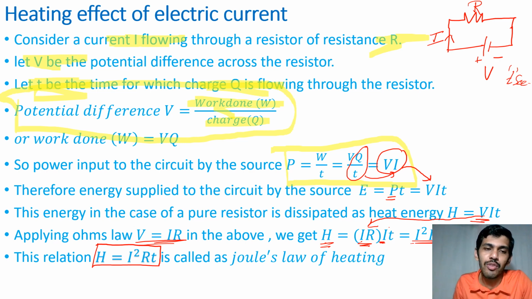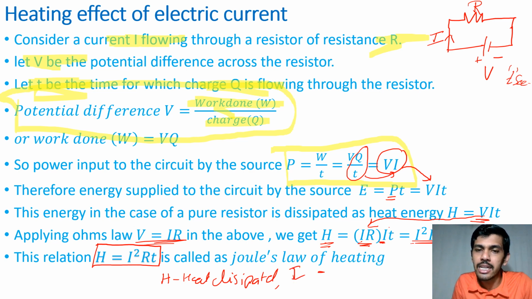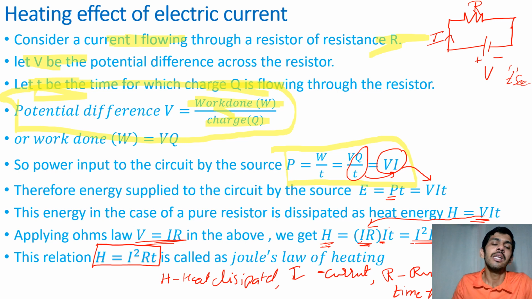If they ask you to write the formula and explain the terms, you have to write H is equal to I square RT, where H is the heat energy dissipated, I is the current flowing in the circuit, R is the resistance connected in the circuit, and T is the time for which current flows in the circuit. This is nothing but Joule's law of heating.